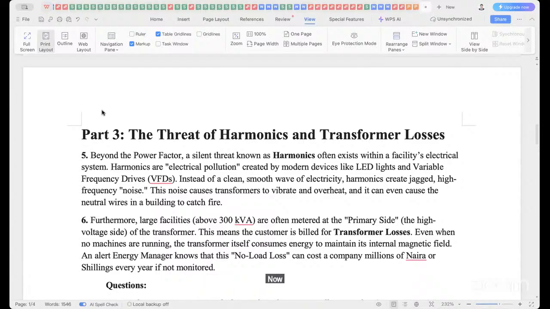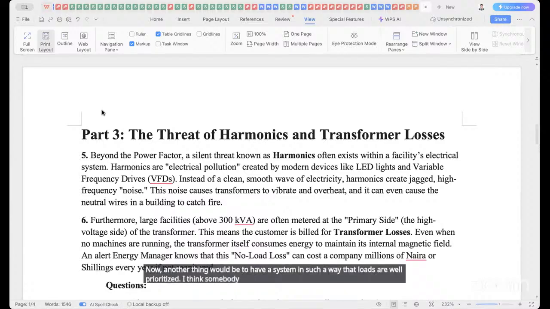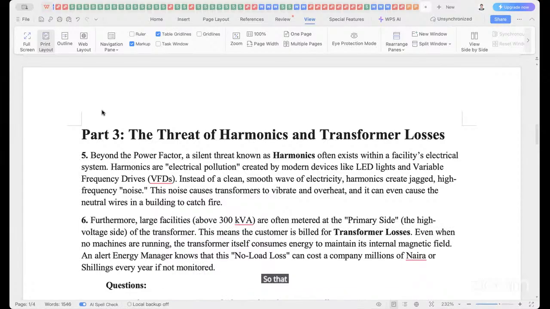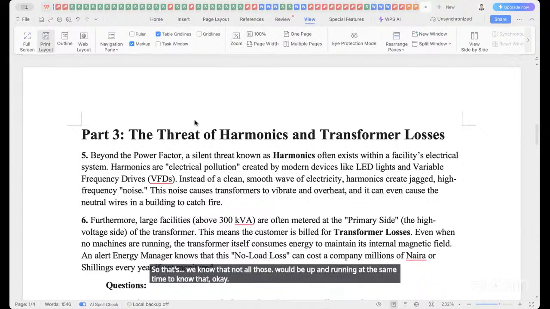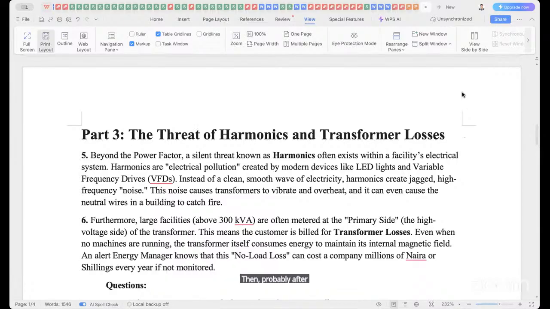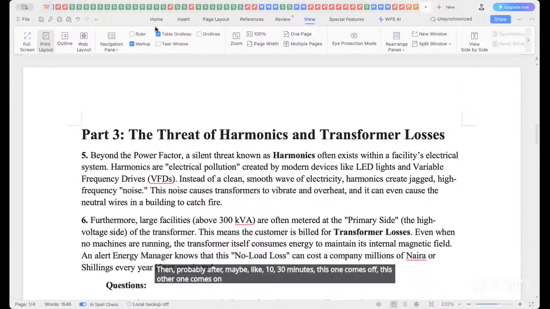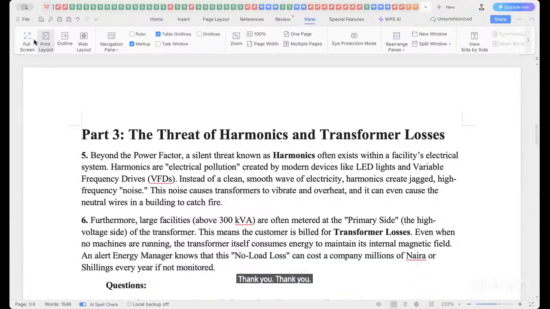Another thing would be to have a system in such a way that loads are well prioritized, as somebody mentioned, so that not all loads would be up and running at the same time. This very load is important, let it be up, then probably after 10, 30 minutes, this one comes up, then this other one. That would be like a smart energy management system that would work efficiently to ensure that things go the way they ought. Thank you.